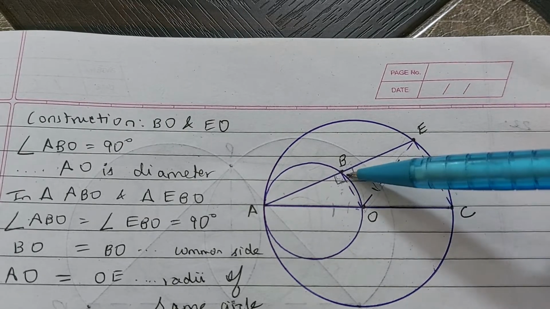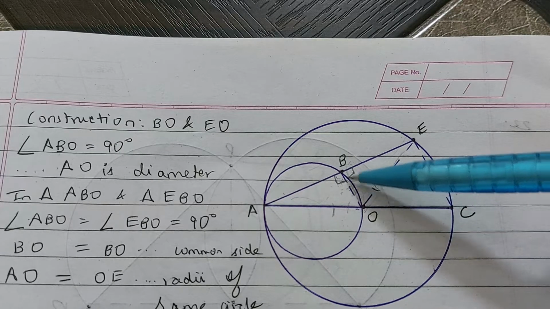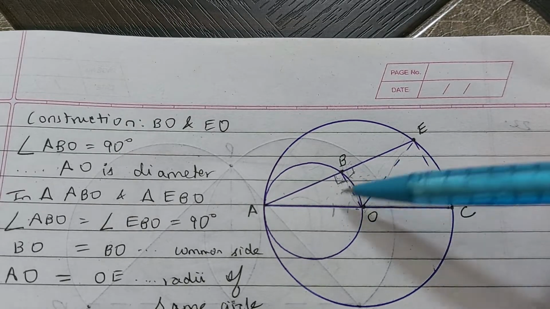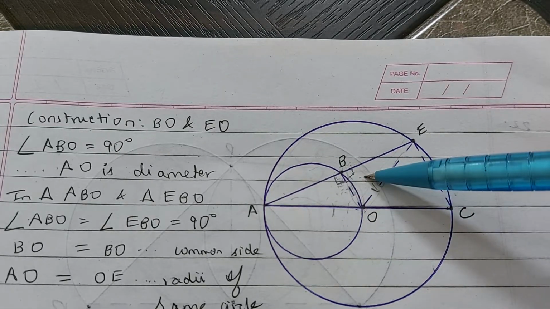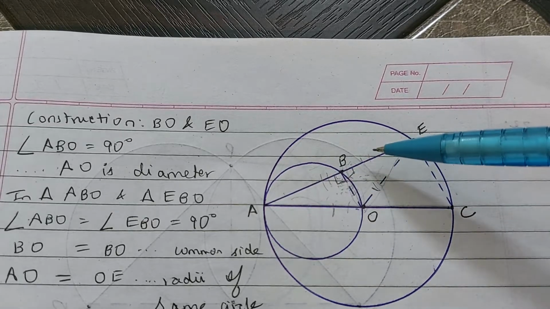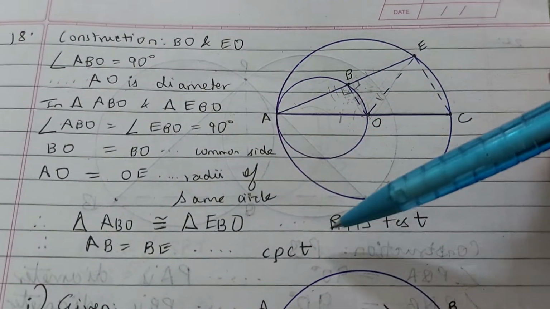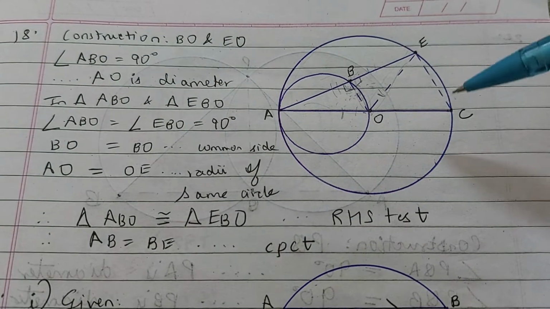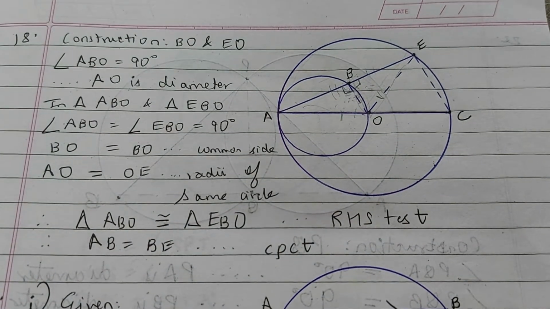I need one more thing. BO is equal to BO, common side. So RHS test. So both of them are congruent by RHS test. So AB is equal to BE, CPCT, that is corresponding parts of congruent triangles. Here are the steps. Next.